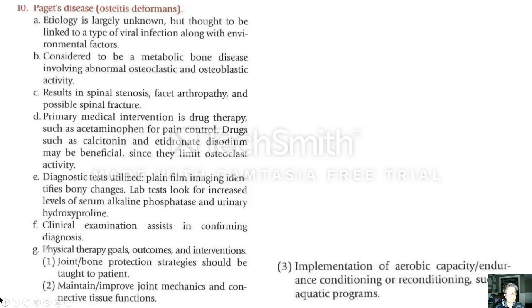Diagnostic tests utilize plain film imaging, which identifies bone changes. Lab tests look for increased levels of serum alkaline phosphatase and urinary hydroxyproline. Clinical examination assists in confirming diagnosis. Physical therapy goals, outcomes, and interventions include joint bone protection strategies, which should be taught to patients. Maintain improved joint mechanics and connective tissue functions, and implement aerobic capacity, endurance conditioning, or reconditioning, such as aquatic programs.